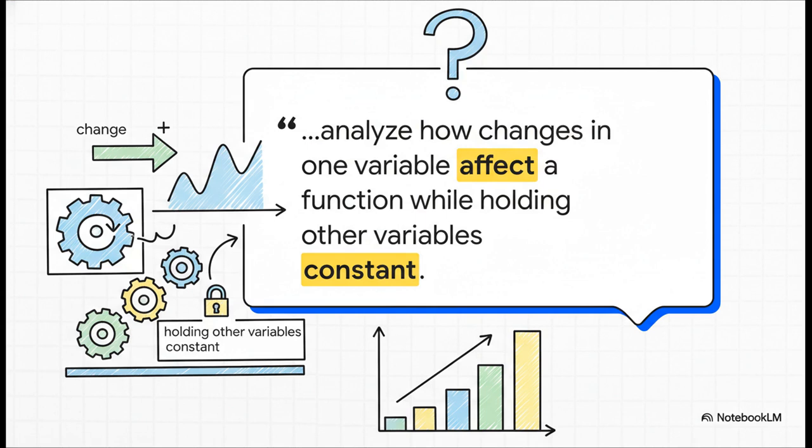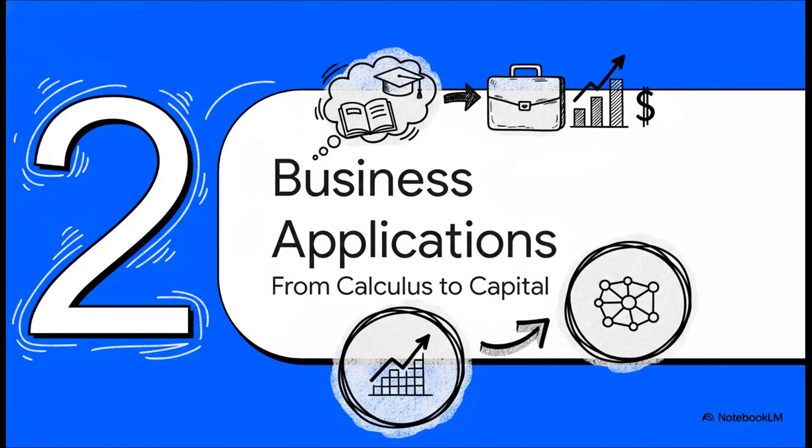And you can see here our source material boils it down perfectly. The whole goal is to, quote, analyze how changes in one variable affect a function while holding other variables constant. It is the mathematical engine that lets us answer that critical question: what happens if we only change this one thing? All right, so that's the theory, that's the math. But I know what you're thinking. Professor, how does this fancy calculus concept actually help a business make more money? Great question.